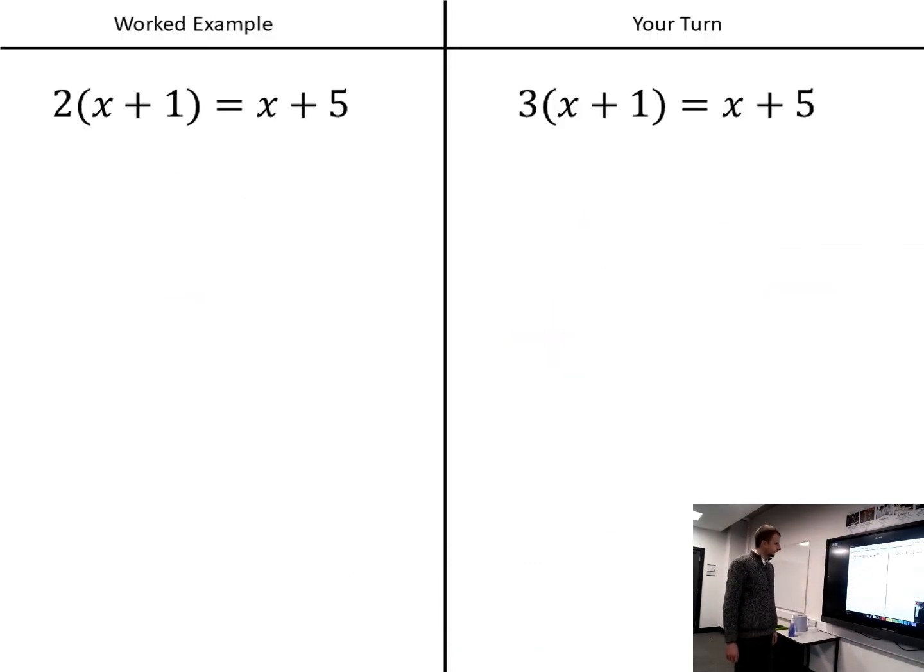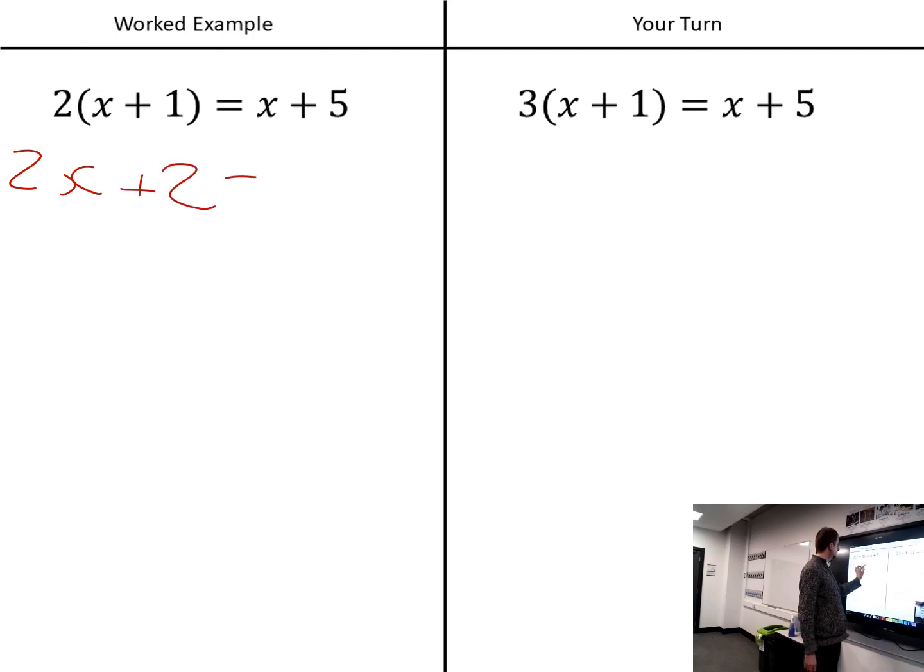Okay, so let's have a look at this. What can we do to solve this first equation? We have some brackets here. So let's try to get rid of the brackets. So we need to expand. When we expand this, it's going to be 2x plus 2 is equal to x plus 5.